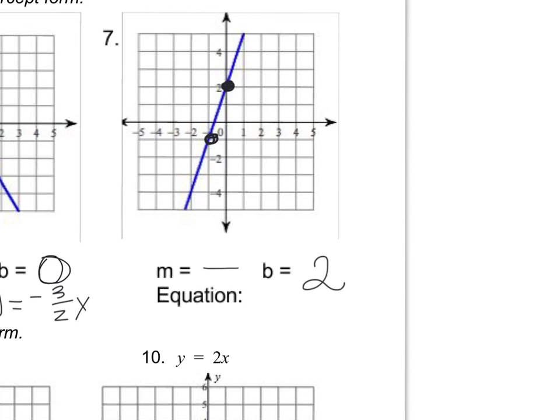Okay, so number 7, your slope is positive. You are going up 3 over 1. So your equation would be what? Y equals 3x plus 2. Here's your plus 2. If you went up 3 over 1, you would still be on that line.